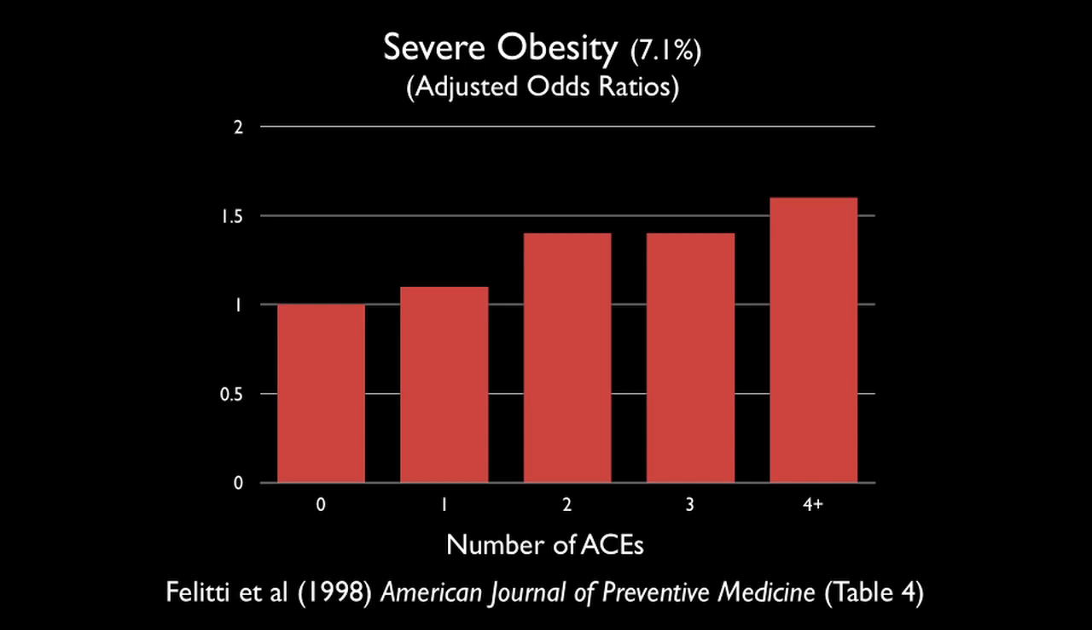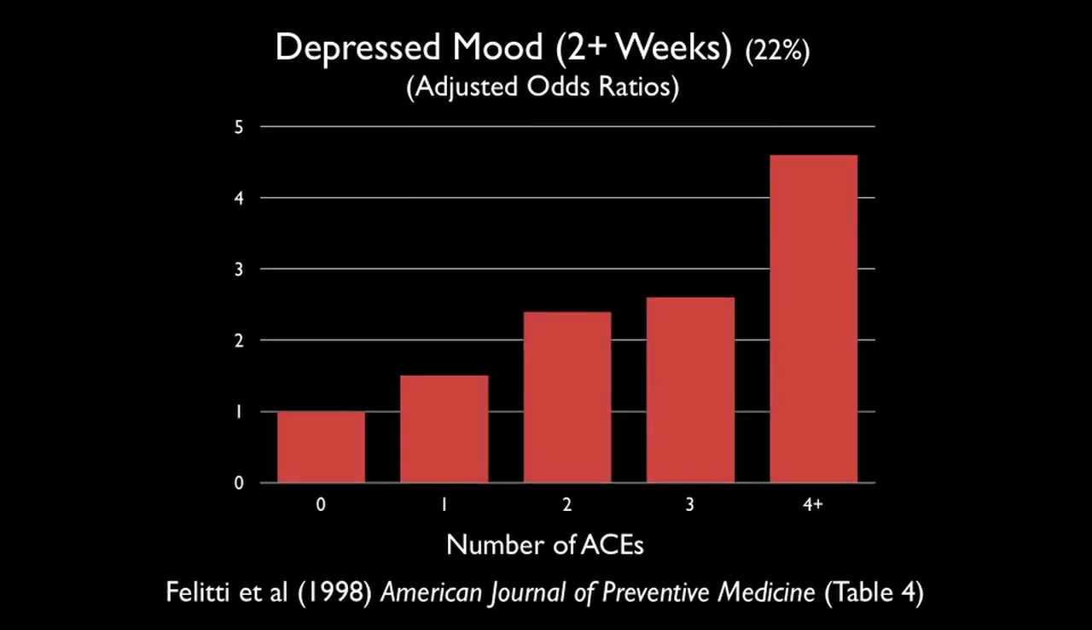In this graph, we look at the relationship between severe obesity and the number of ACEs, and you can see that the likelihood of severe obesity increases with the number of ACEs. For those individuals with 4 or more ACEs, the odds of being severely obese are 1.5 times as great as they are for a person who hasn't experienced any of the ACEs. Here again, we look at depression, and we can see that the likelihood of depression increases with the number of ACEs. A person who's experienced 4 or more, the odds of them being depressed are 4.5 times as likely as they are for a person who hadn't experienced any.